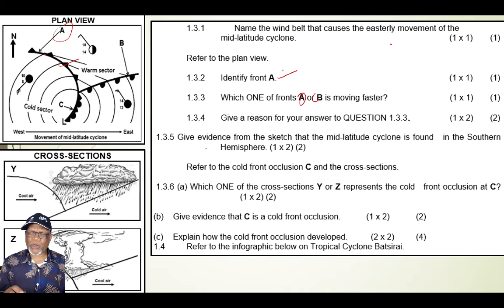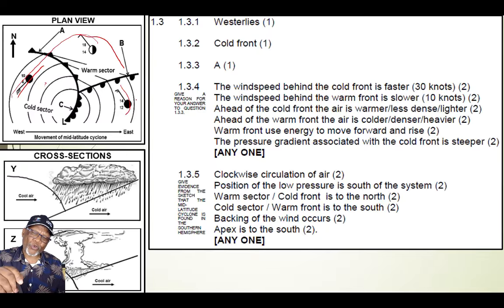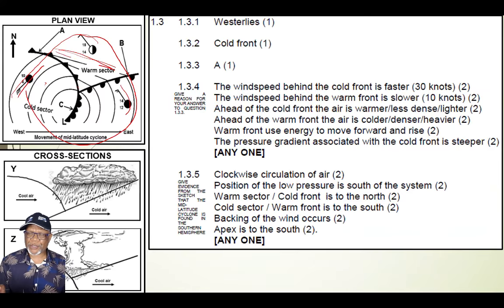And now let's move to 1.3.5. Give evidence from the sketch that the mid-latitude cyclone is found in the southern hemisphere. There is clockwise circulation. You can see air coming from that direction, and from that direction. When you join all these directions, it shows that there is clockwise circulation. The position of the low pressure is south of the system. The warm sector is in the north.